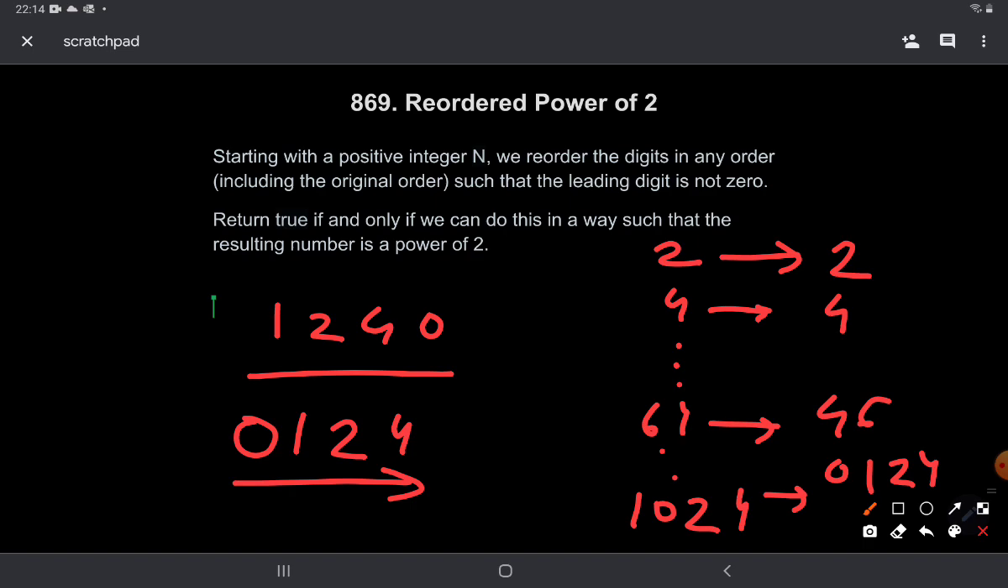So whenever I get a number as an input, like over here 1240, I arrange its digits in ascending order, and I also check in the list that I have, is there any number which matches this? So yes, this number matches, so we will return true.